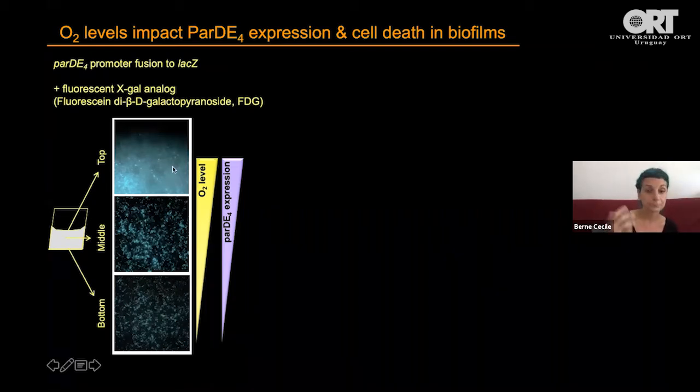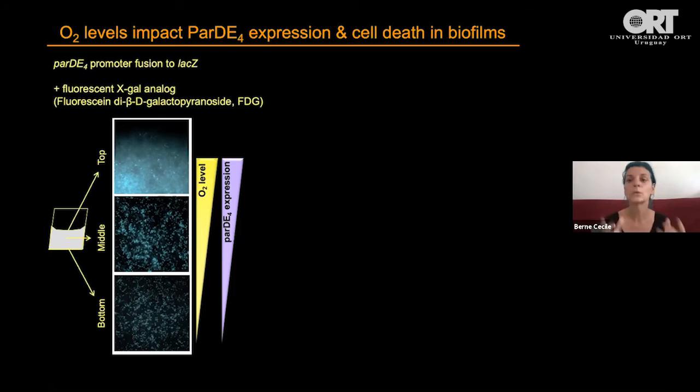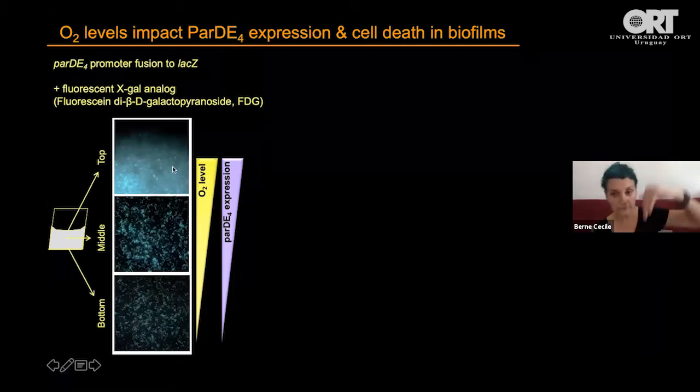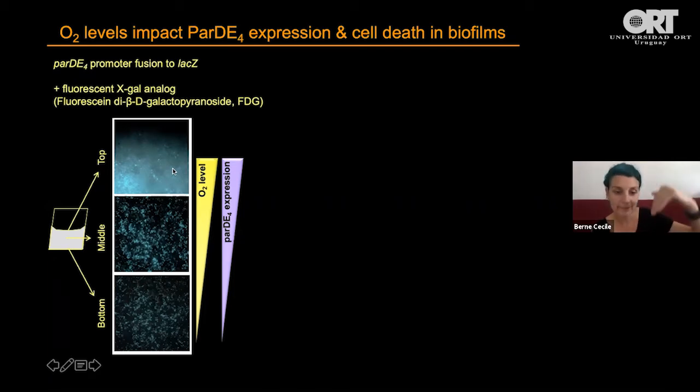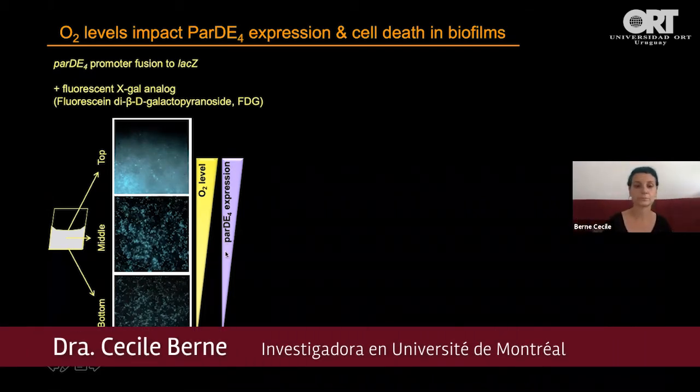So we fused the promoter of our PAR-DE4 to lacZ, and we use a fluorescent X-gal analog that will tell us by microscopy the activity of the promoter under different conditions. And you can clearly see that here you've got more fluorescence, which means you've got more expression of PAR-DE4 than here. And the deeper you go in the biofilm, where there is less and less oxygen, you've got less and less PAR-DE4 expression.